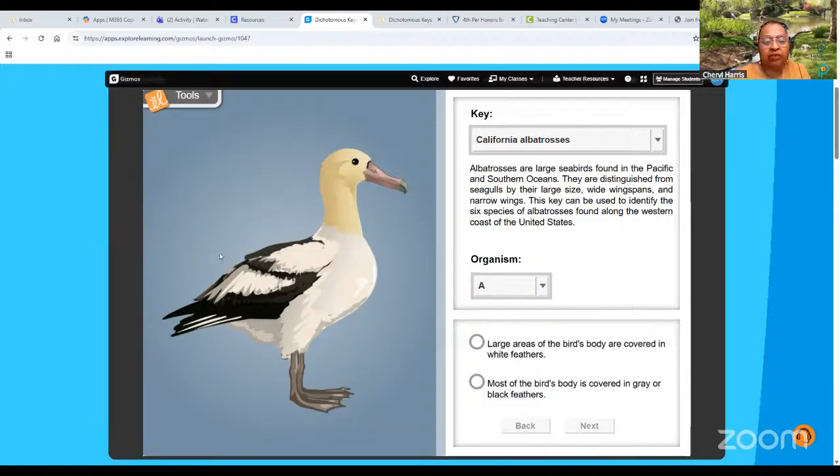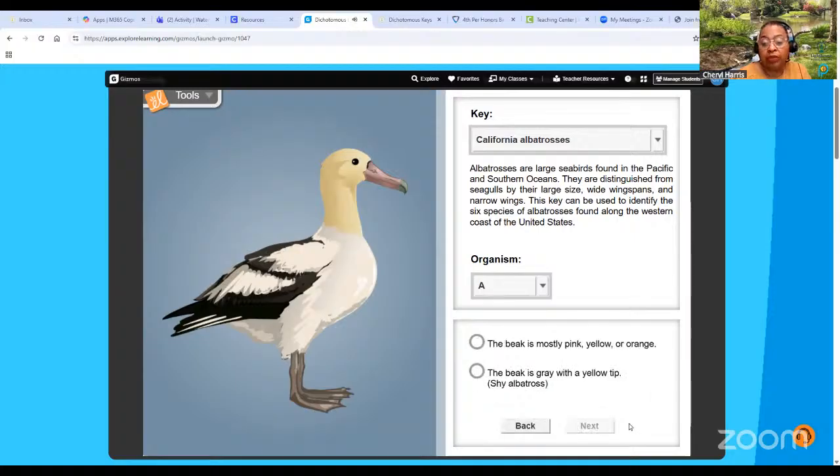Okay, so what you want to do, this is the couplet down here. We're looking at this lovely bird over here, even though they've told you what it is. It says a large area of the bird's body is covered with white feathers. Well, all of this is white. But then we also want to say most of the bird's body is covered with gray or black. So it does have gray and black, but it's not most of the body. It's mostly white. So we want to click on that and it's going to tell you to go to the next one.